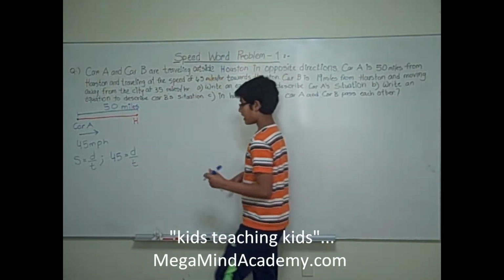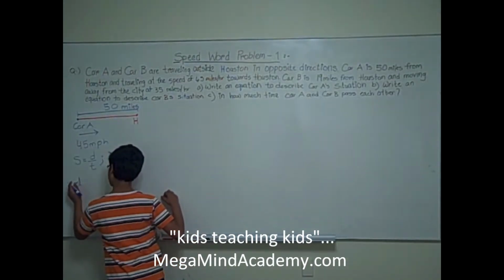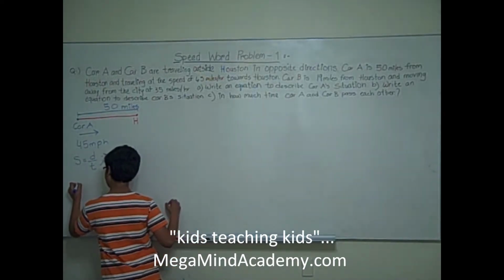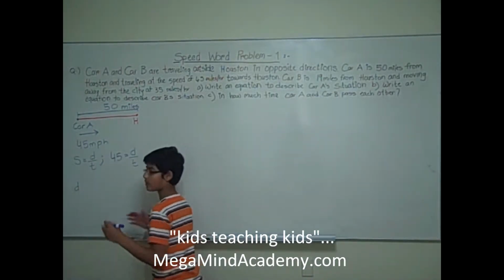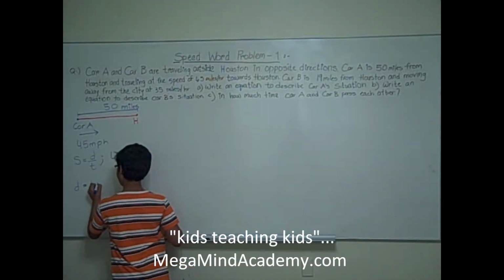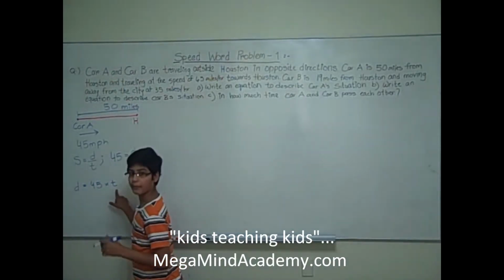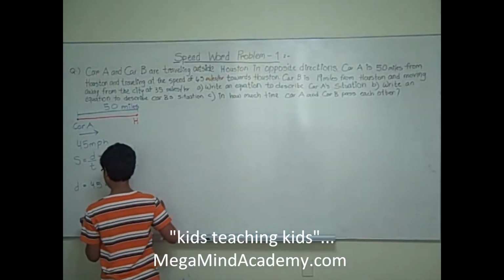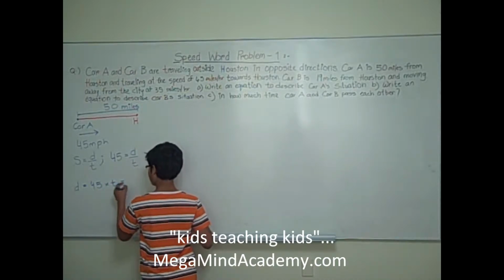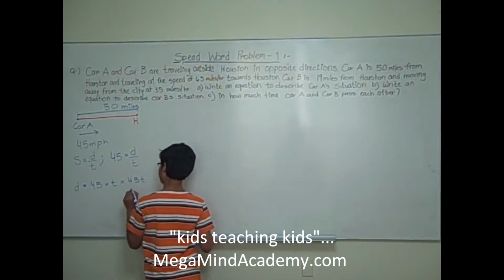So this means that the distance traveled and the amount of time given, so D, which is the distance traveled and the amount of time given, is equal to 45 times T, which is the amount of time given. So this means that D is equal to 45 times T, which is equal to 45T.